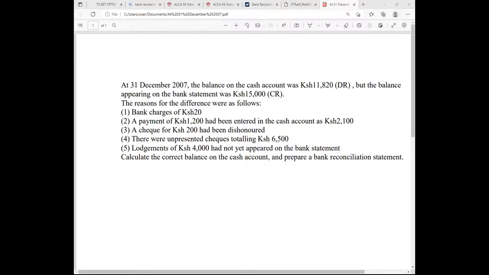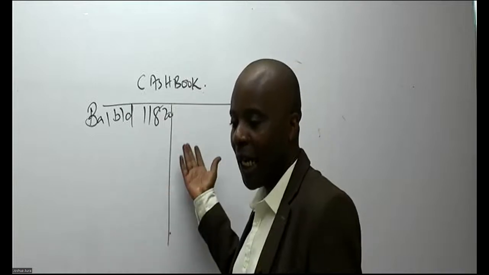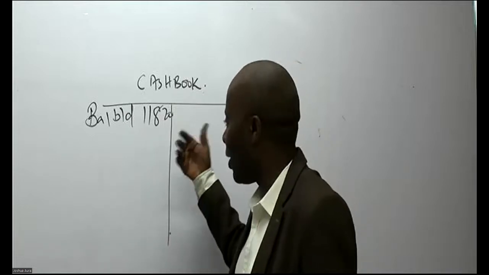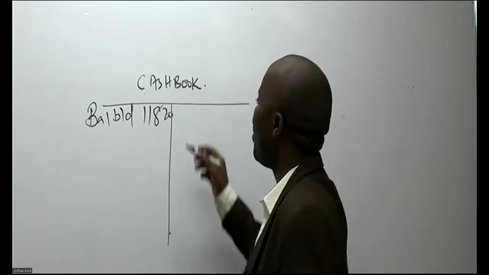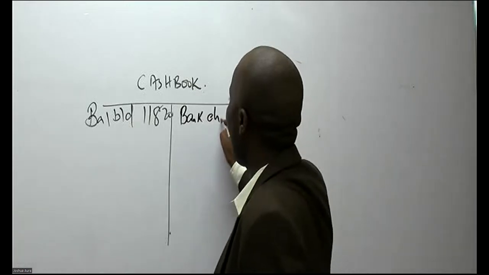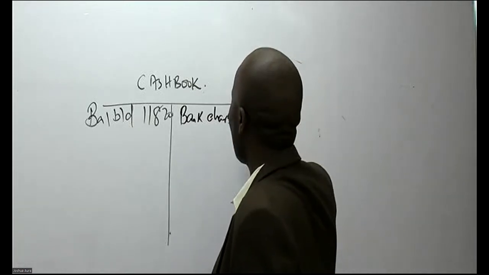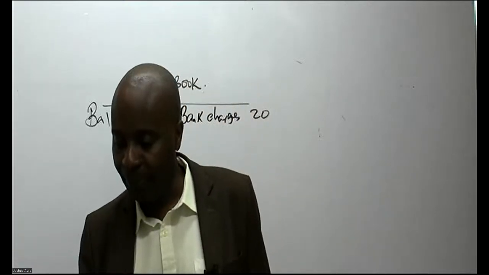You know, bank charges, ladies and gentlemen, are not here in the cash book. And I know it's a cash outflow. So now that I've gotten to know about them, I need to come and update my cash book. So we have here bank charges of 20 bob.